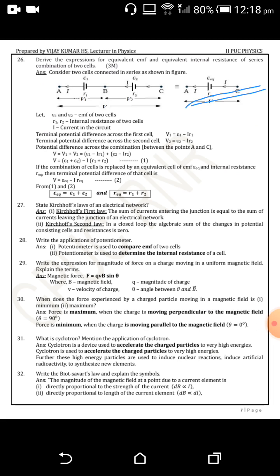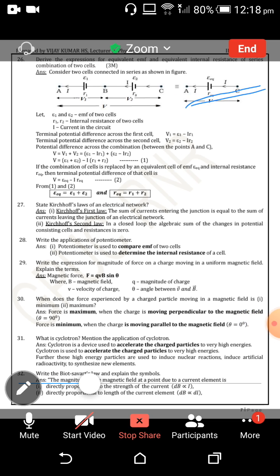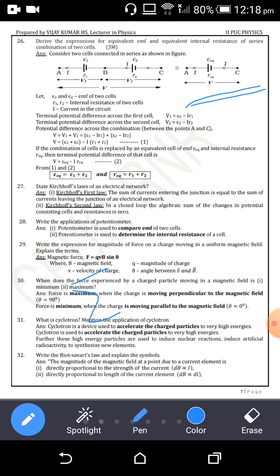Coming to the second law, Kirchhoff's second law says that in a closed loop, the algebraic sum of the changes in potential, that is delta V, consisting of cells and resistances is zero. That is the meaning of the second law.